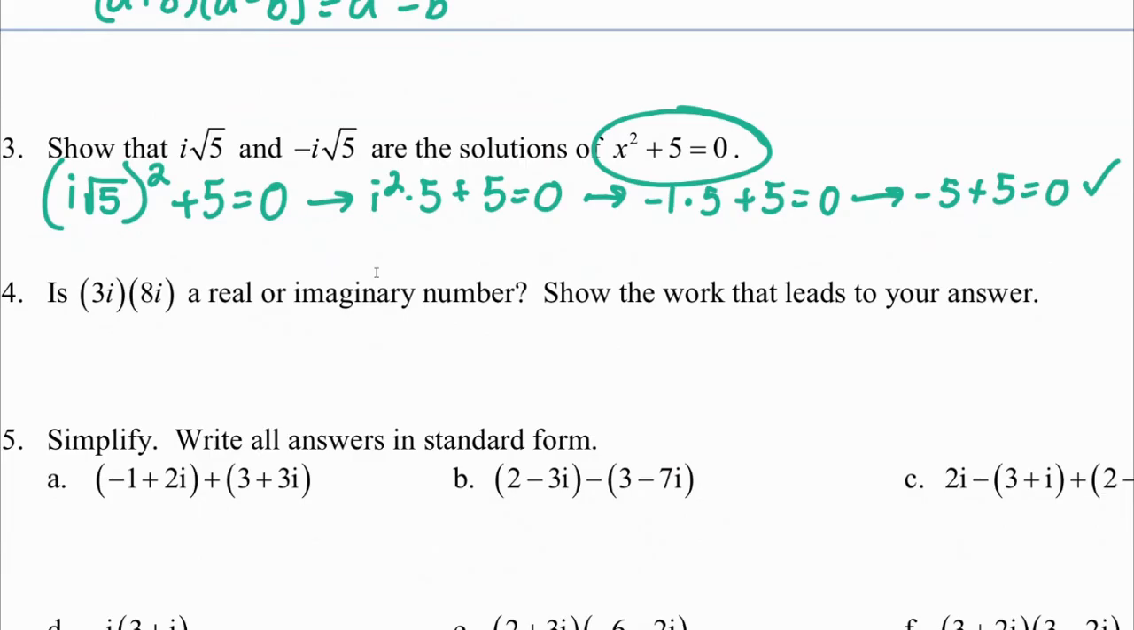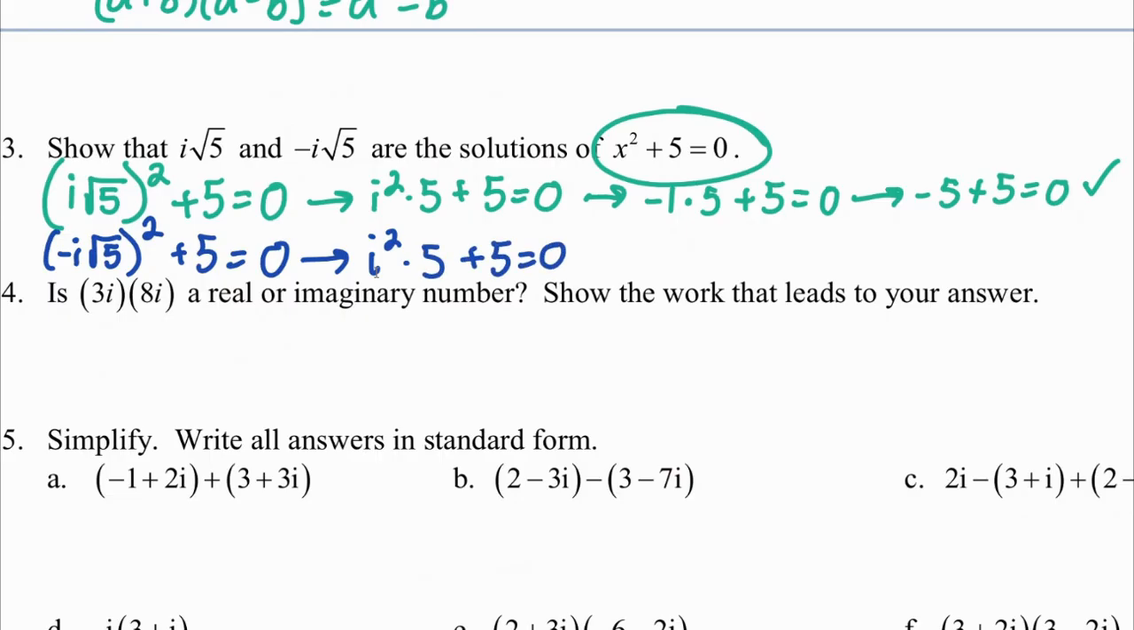So then we do the same thing for the second one. Negative i root 5 squared plus 5. Again, we're plugging that second solution in. So a negative i times a negative i, again, would be a positive i squared, right? And again, square root of 5 times square root of 5 is just 5 plus 5. So we're back to where we were on that last path, where i squared becomes negative 1, and negative 1 times 5 is negative 5. Negative 5 plus 5 is 0. So we can confirm the other one as well.